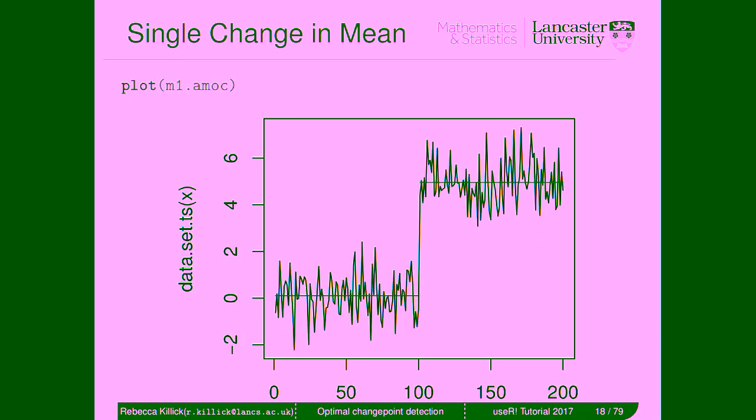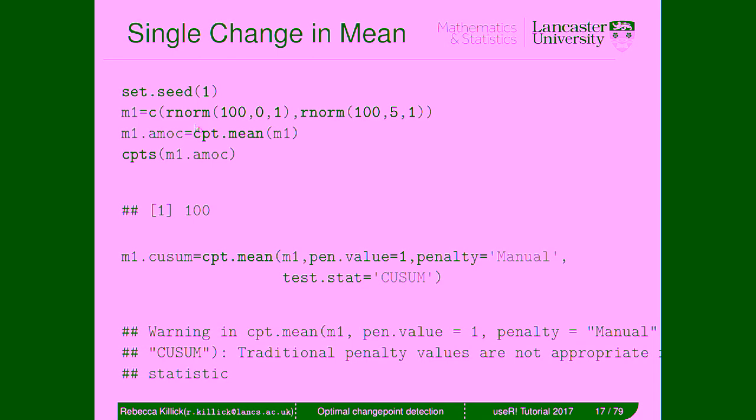Okay. And this is just a very short example here. So we can set our seed just for reproducibility. We then generate some data here. So I've got 100 data points with mean 0 and variance 1. And then we change and have a mean of 5.